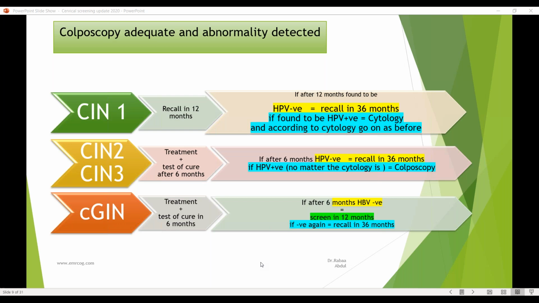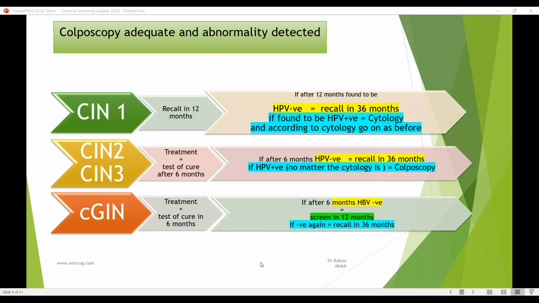I have put CIN1 in a special category, while I have gathered CIN2 and CIN3 in one category because they are the same in the follow-up. CGIN is very important and very risky and needs more frequent follow-up. So we will see: CIN1, what's happening in CIN1?